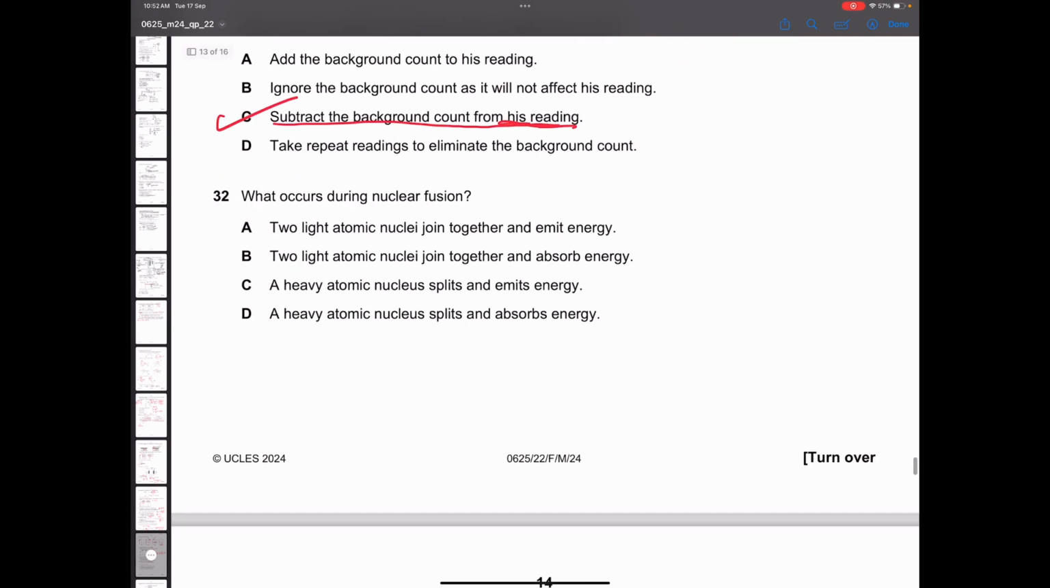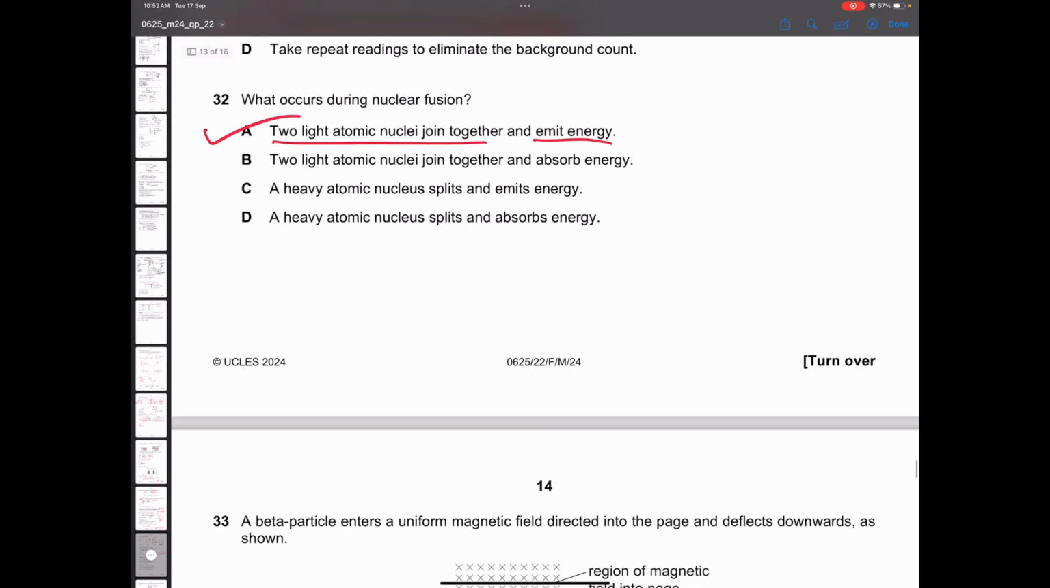Question number 32. What occurs during nuclear fusion? Nuclear fusion is when two nuclei combine together to be stable and release energy. Right? So when two light atomic nuclei join together and emit energy in order to be stable, the answer A will be correct.